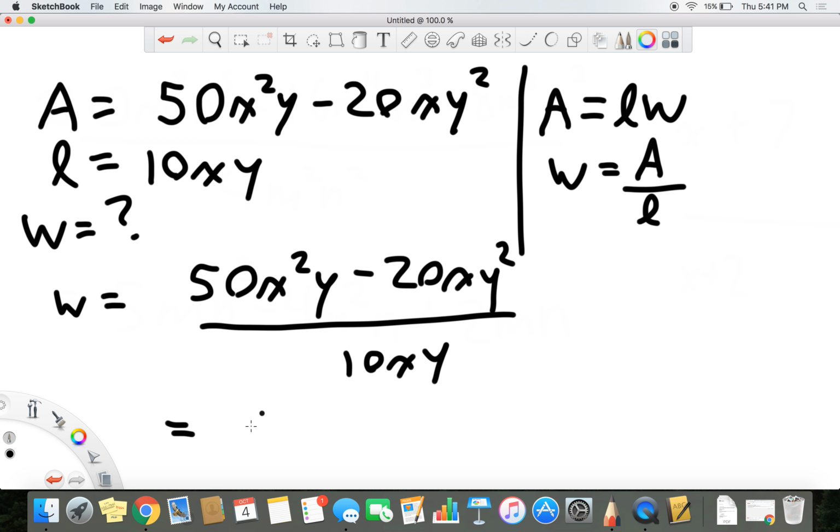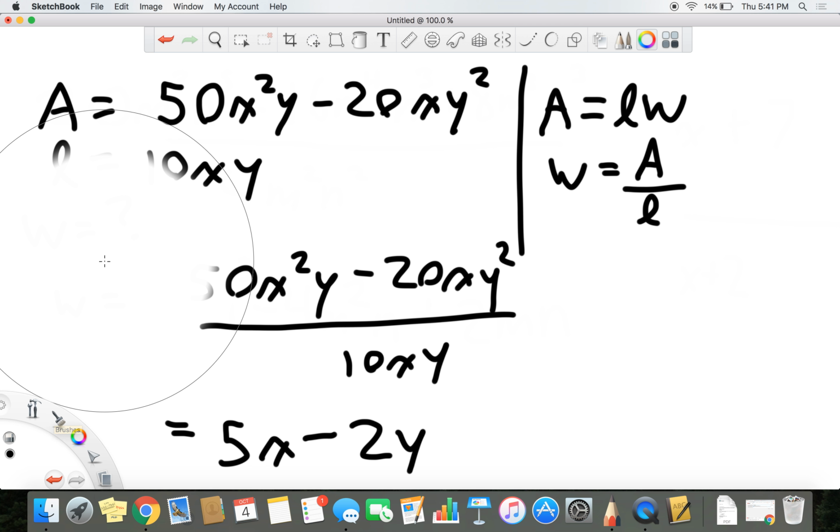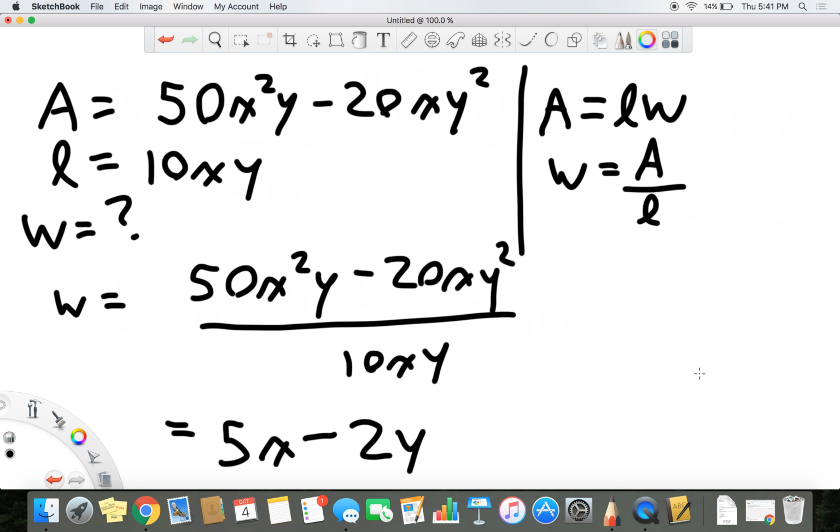Okay, 50 divided by 10 is 5. x, the y's cancel out. Then we have negative 20 divided by 10 is negative 2. x's cancel out, and there's only one y left. So the width would be 5x minus 2y. You could also check that if you want by multiplying the width, which is the 5x minus 2y, by 10xy to see if you have the right answer.